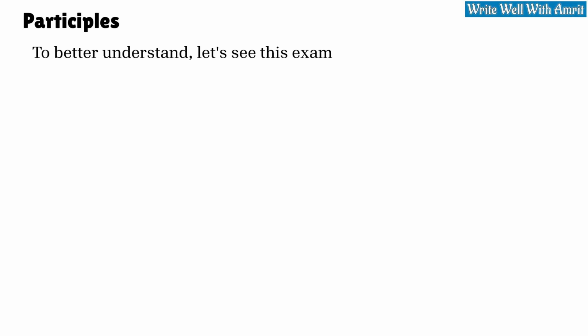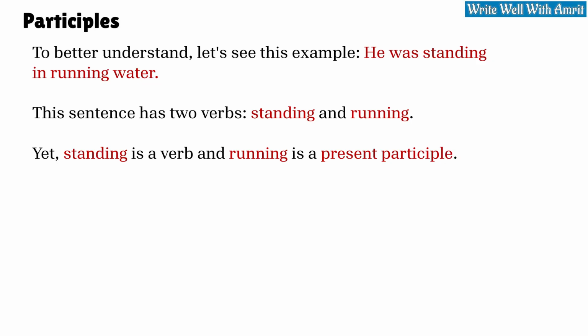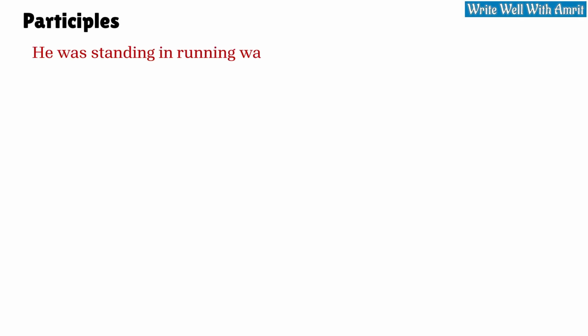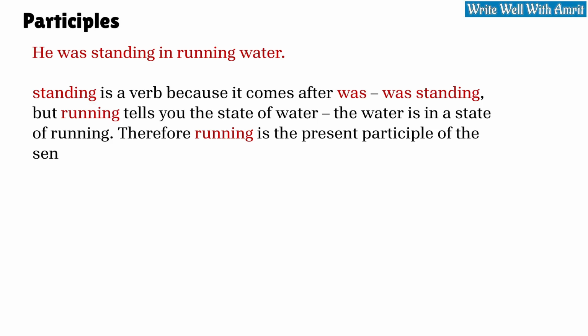To better understand, let's see this example. He was standing in running water. This sentence has two verbs, standing and running. Yet standing is a verb and running is a present participle. He was standing in running water. Standing is a verb because it comes after was. But running tells you the state of water. The water is in a state of running. Therefore, running is the present participle of the sentence.